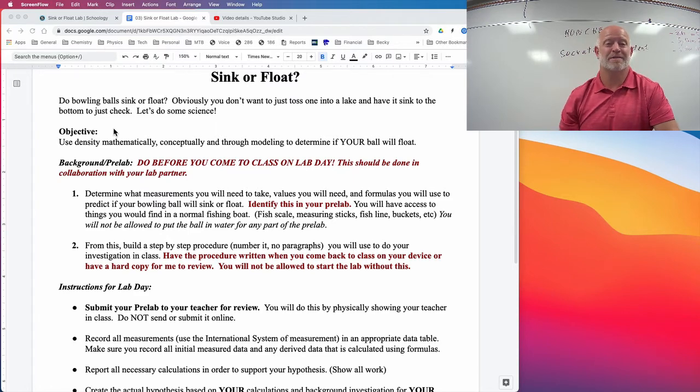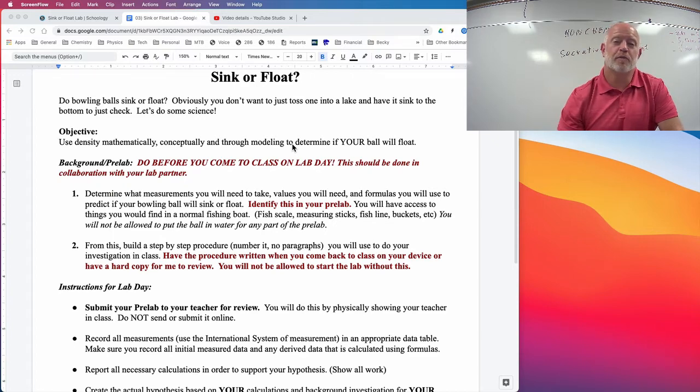We're going to use the concept of density, and that relationship between mass and volume, to figure out how a bowling ball will sink or float in everyday water. Okay, so here's what we got going on. You're going to have to do some density mathematically. You're going to have to think about it conceptually, and you're going to have to think about it through modeling to determine if your ball is going to sink or float. So we're going to be doing all three of those things as we go through our lab today in some way, shape, or form.